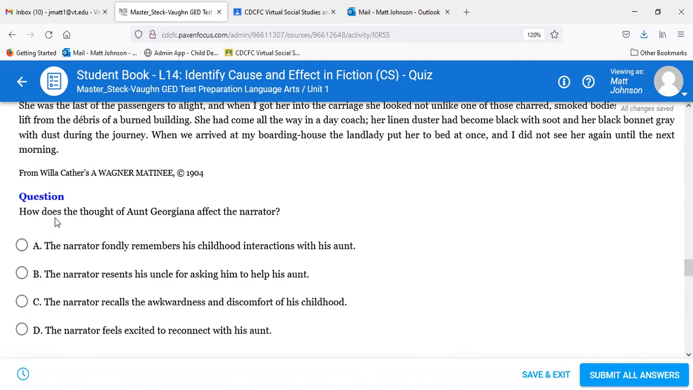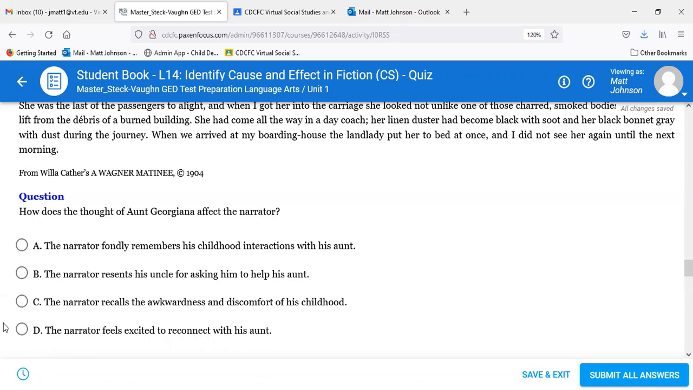How does the thought of Aunt Georgiana affect the narrator? A, the narrator fondly remembers his childhood interactions with his aunt. B, the narrator resents his uncle for asking him to help his aunt. C, the narrator recalls the awkwardness and discomfort of his childhood. D, the narrator feels excited to reconnect with his aunt.